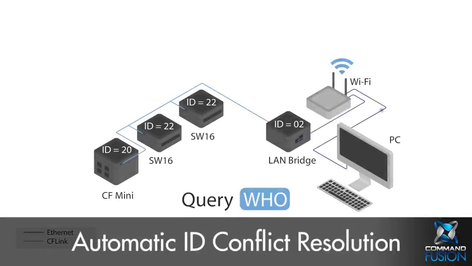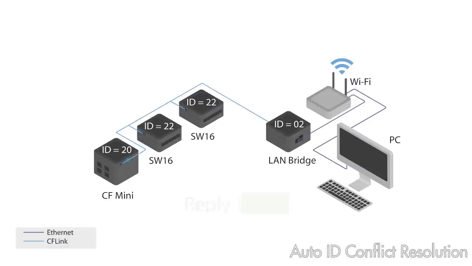CommandFusion hardware communicates with each other over a peer-to-peer bus called CFLink. This bus requires each device to have its own unique ID for communications. This ID is called the CFLink ID. From the factory, devices of the same model all come out with the same CFLink ID.